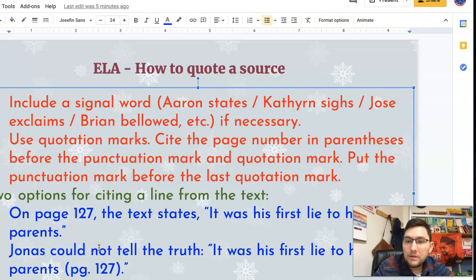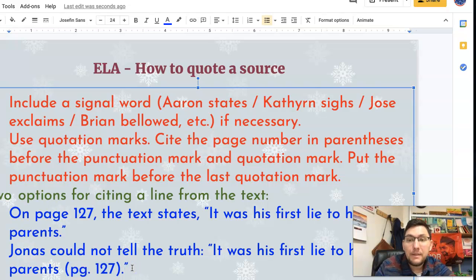All right. There's another way you can do this. This is the more formal way. This is the way that you'll do it a lot in high school and college if you go. And that's when you put in parentheses at the end the page number. It's important to include the page number because otherwise you still could be making it up. Right? It's showing me this is where in the book it says this. All right. Jonas could not tell the truth. Notice I included a colon here because I'm about to say here's what Jonas said. You also can put a comma there as well. Either of those is fine. Space, quotation mark. It was his first lie to his parents. Notice before there's a period or a quotation mark, it's parentheses, page number, period, 127, and parentheses, period, quotation mark.